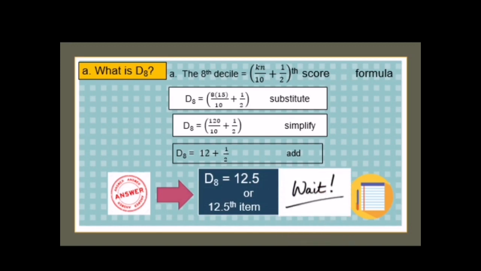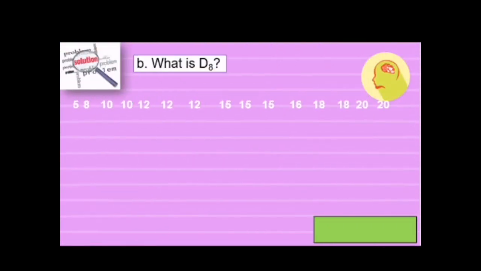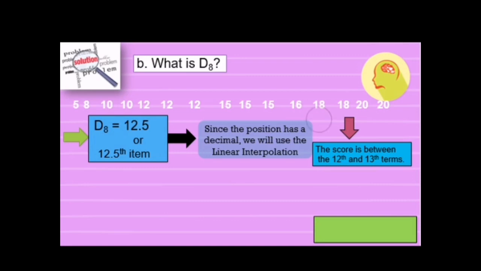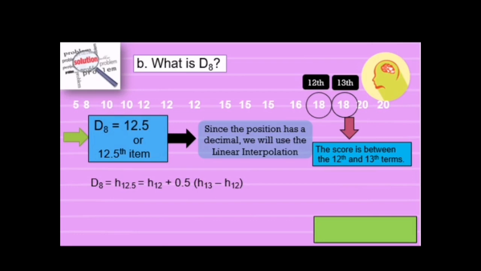Okay, let's wait. Why? Because, the same as with the quartile earlier, since the position has a decimal, we will use linear interpolation. Now, you have to find the score between the 12th and 13th terms. So you will count from left to right to the 12th and 13th terms. The 12th is 18, and for the 13th, that's 18.